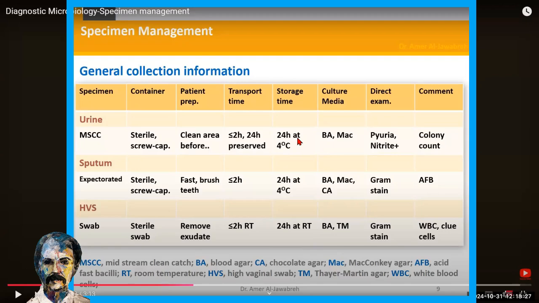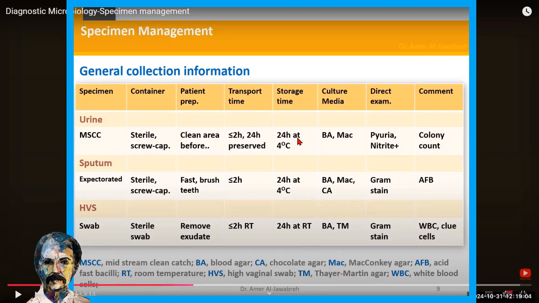HVS, high vaginal swab, for ladies. Usually the physician or the technician does not take this sample. It's the gynecologist, the women's doctor. She or he takes the sample and removes the exudate. Transport is less than 2 hours at room temperature, storage 24 hours at room temperature. Media: sheep blood agar, Thayer-Martin, TM, and there is also MTM, modified Thayer-Martin. We'll talk again about these during the course.